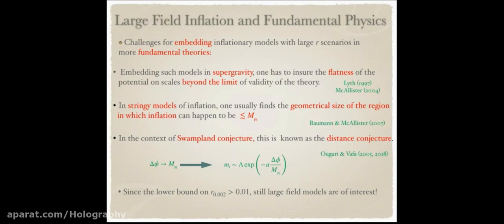And in stringy models of inflation, what one finds out usually is that the geometrical size of the region in which inflation can happen is usually at most of order of M Planck, as pointed out by Baumann and McAllister. So this is what I consider a realization of the distance conjecture in the swampland conjecture, where when one approaches the Planckian displacements in the field space, Ooguri and Vafa conjecture that a tower of massless modes will appear, and so the single field description of the theory breaks down.